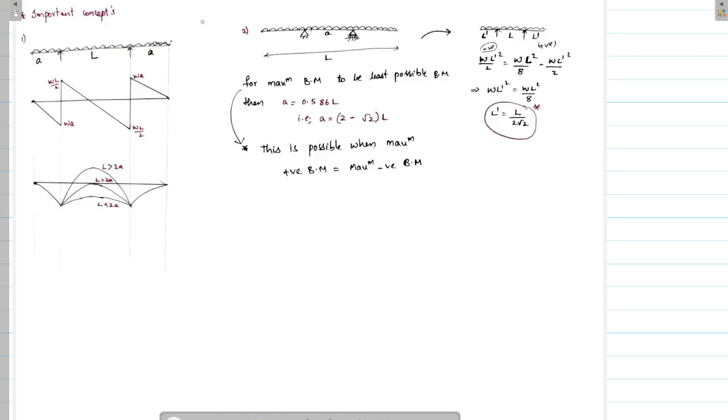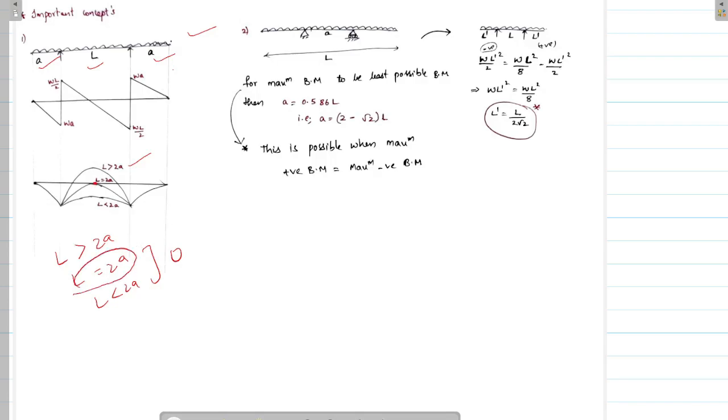Now let's see some examples which are frequently asked in exams. Here in the exam they will be asking the number of contraflexures for a particular beam. They will be giving some length here and some length here and some length here. If they ask the number of points of contraflexure, we can easily find it this way. If L is greater than 2A, we can directly say there are 2 points of contraflexure. If L equals 2A or L is less than 2A, there are 0 points of contraflexure.